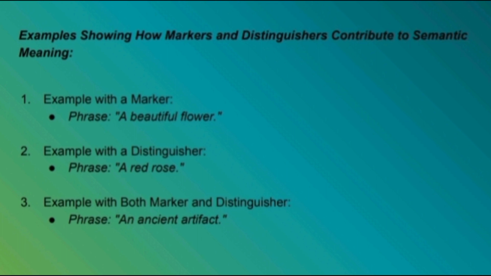So by exploring these examples, we witness how the interplay between markers and distinguishers shapes the semantic landscape. Markers establish the core meaning while distinguishers contribute additional details, enabling a more nuanced and precise expression of concepts. Katz's distinction proves valuable in dissecting the intricacies of meaning within the language.